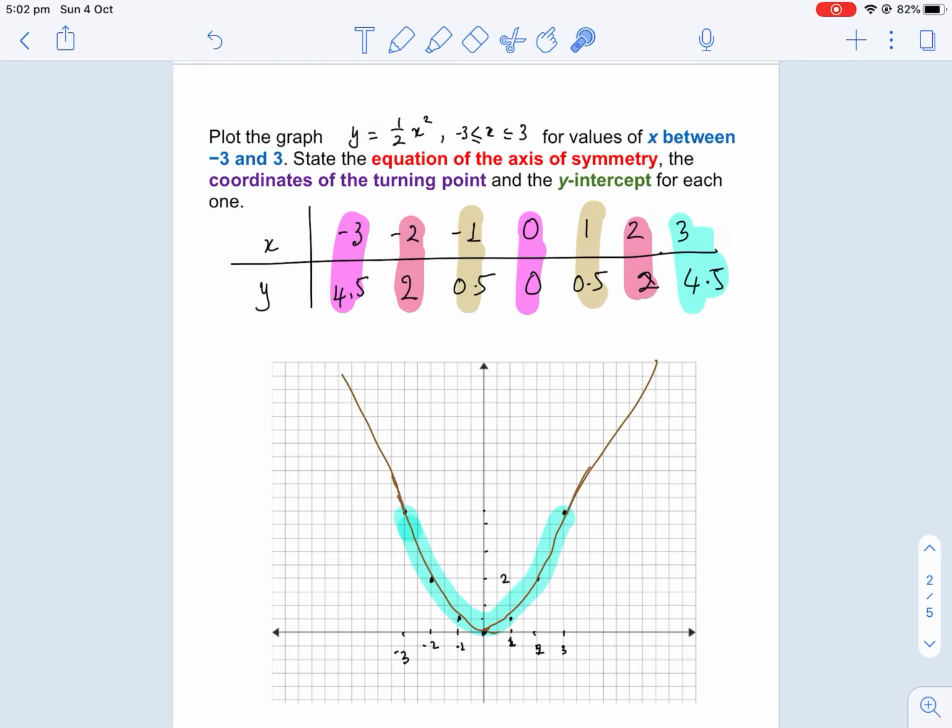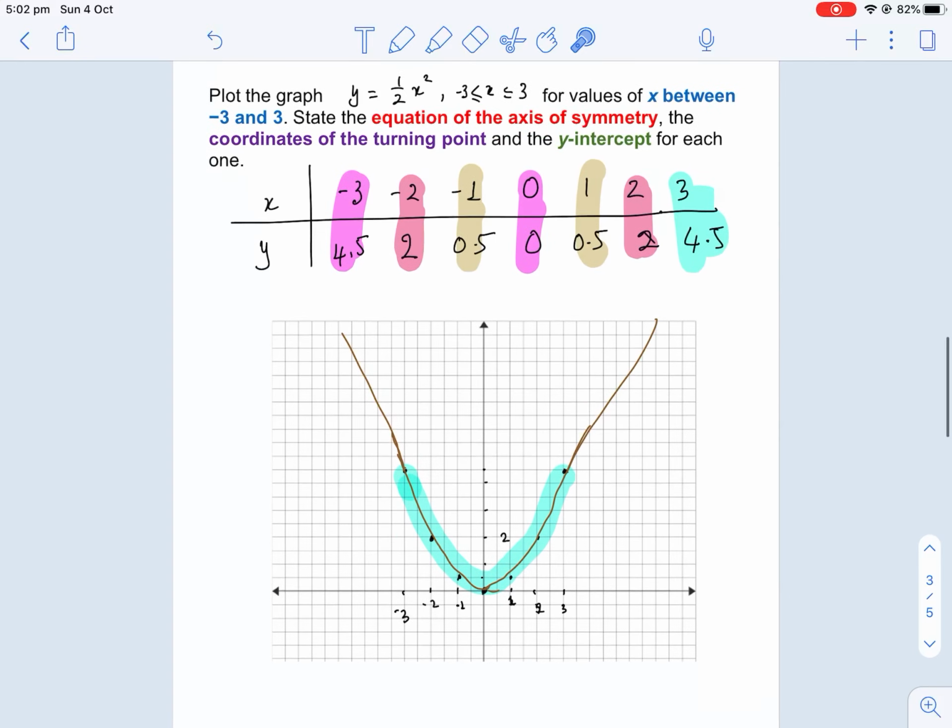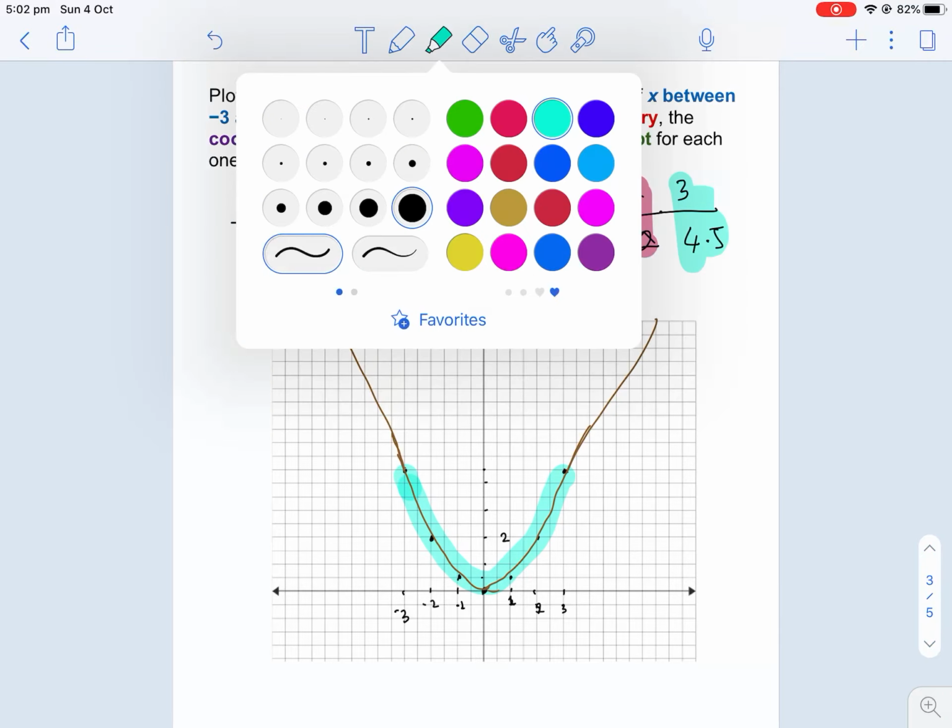Next is to state the equation of the axis of symmetry. Where is the axis of symmetry? Remember, the axis of symmetry or line of symmetry has to go through the turning point and divide the parabola into two exactly same parts. So this one is going to be the line.